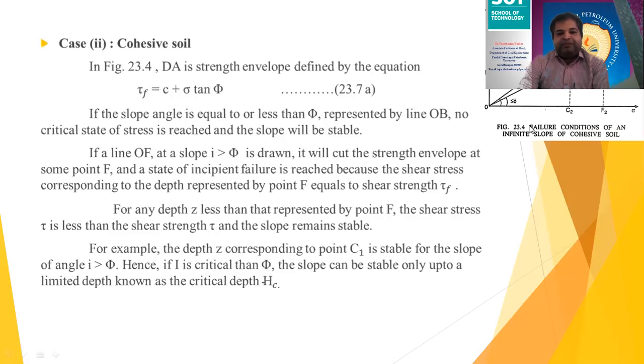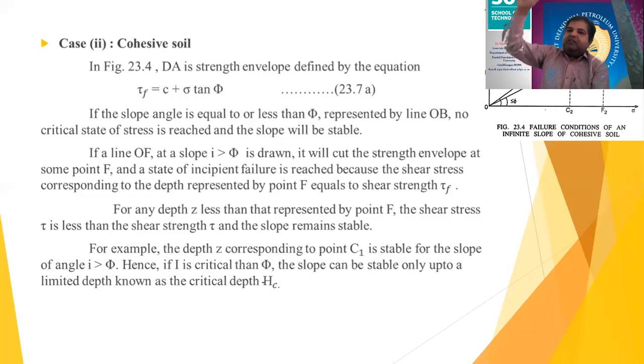For depth z less than that represented by point F, the shear stress tau is less than the shear strength tau f, and in that case the slope is stable. For example, the depth z corresponding to point C1 is stable for the slope angle, even for i greater than the internal friction phi. Hence, if i is greater than phi, then the slope is stable only up to a certain depth.